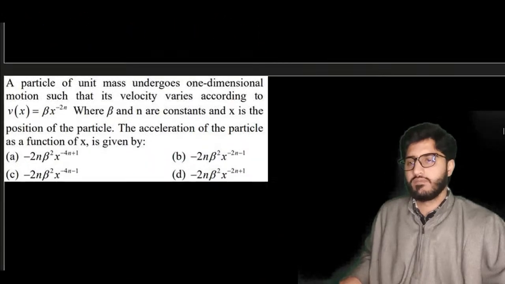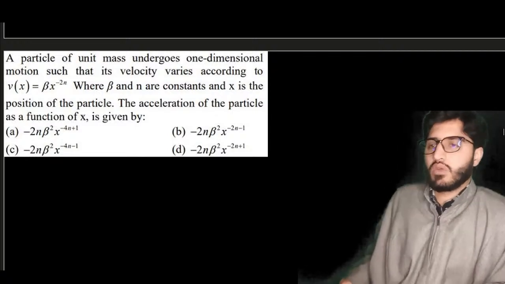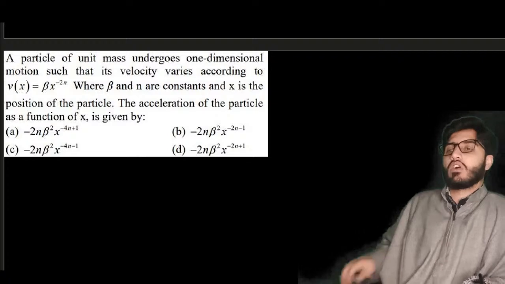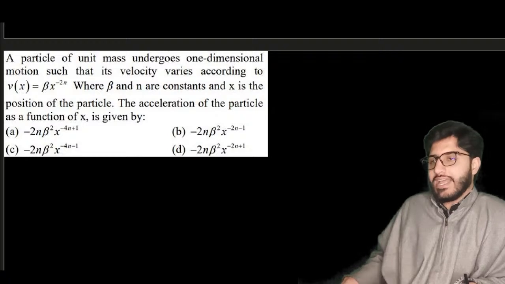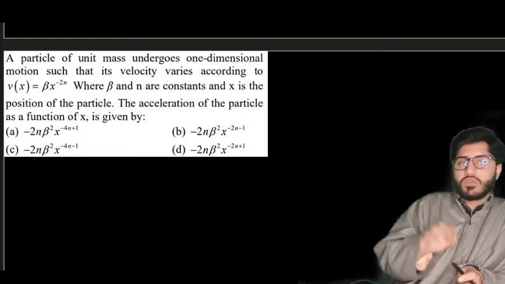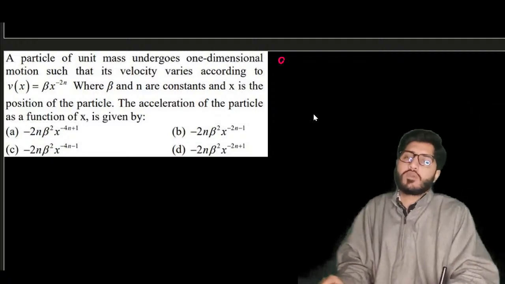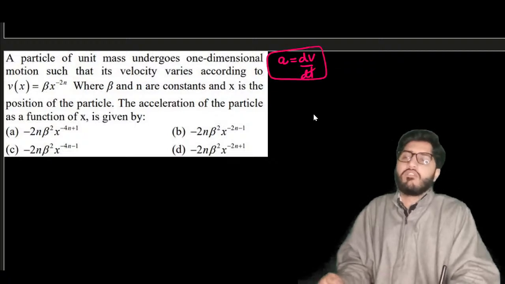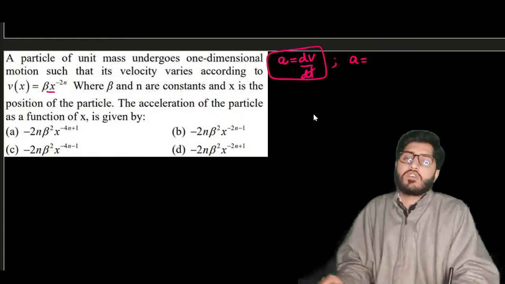Let's move to the next one. A particle of unit mass undergoes one-dimensional motion such that its velocity varies according to this equation. Okay, velocity is given to us, where b and n are constants and x is the position of the particle. Find the acceleration of the particle. Look now, v of x is given to us, and we need to find the acceleration. One formula to get the acceleration is dv by dt, but it is valid only when v is a function of time t. But here v is a function of x position. We have a second equation, that is a equals v dv by dx. I can use this equation, right?